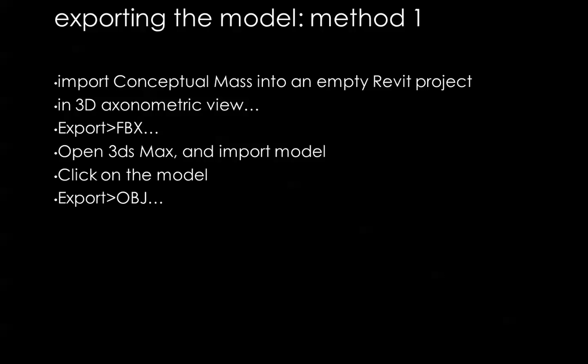But you take your conceptual mass, you load it into a Revit project, and then put it in the 3D axonometric view, the default 3D view, and then choose from the program menu Export FBX. You can then open that export in 3ds Max, or import the model in 3ds Max, and then you can just choose Export OBJ. You don't actually have to even do anything in 3ds Max. You just have to export it.